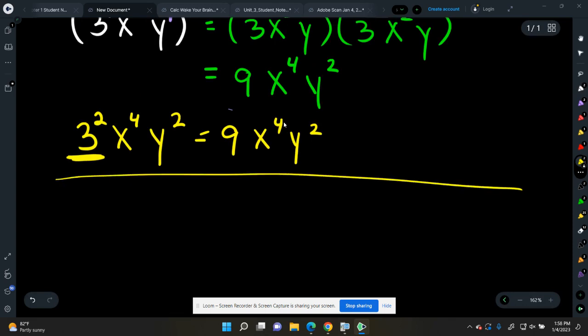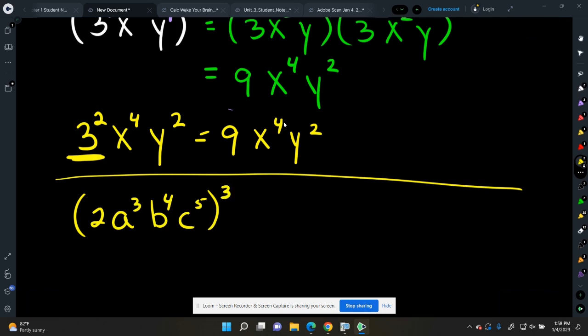Okay, here's another example. Please copy these examples down. Let's do 2, a to the third, b to the fourth, c to the fifth, all to the third power. Okay, so distribute the exponent because we don't want to write that out 3 times, right? We don't want to do 2a to the third, b to the fourth, c to the fifth times itself 3 times. That's a pain in the neck.